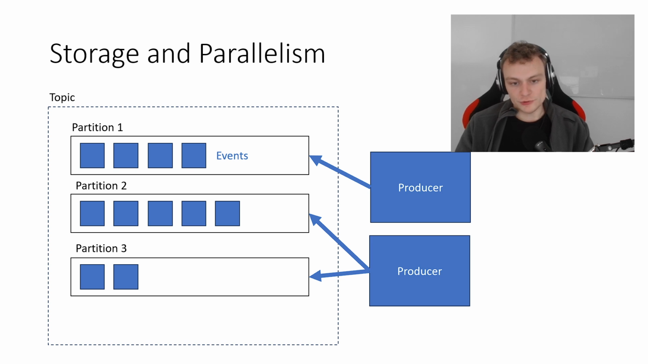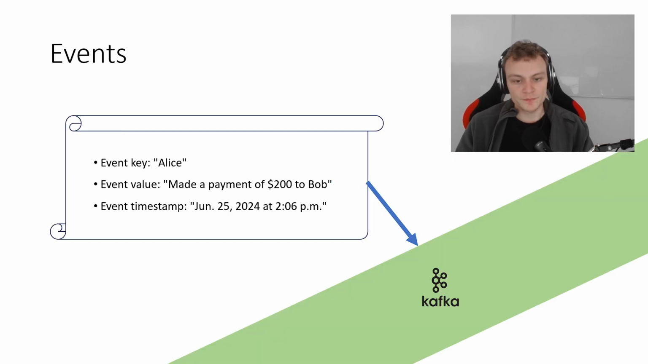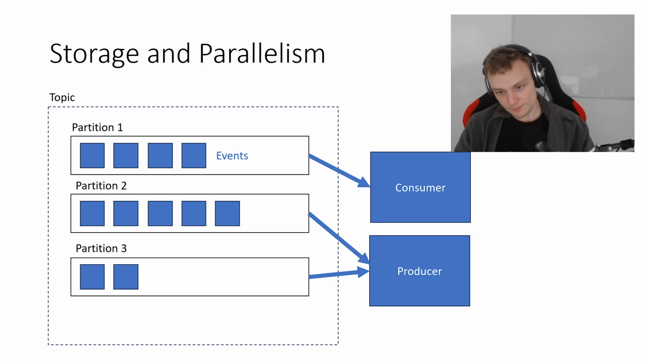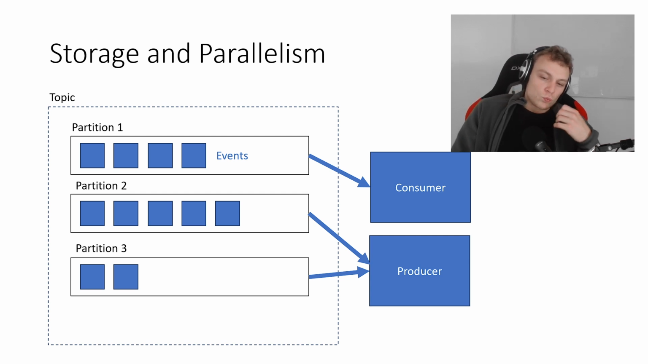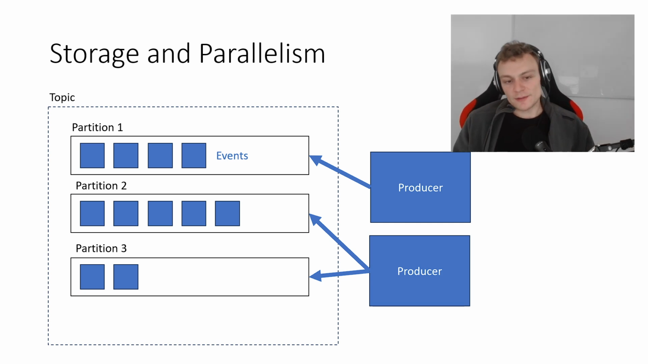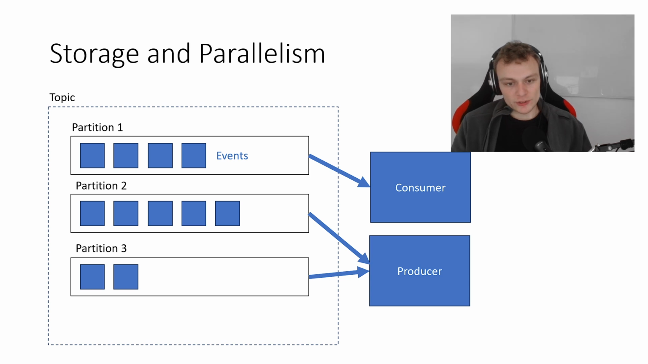And what producers write into the partitions are called events. That's what we looked at here. And that's basically it. Now, at the same time, consumers can read these events from the partitions, and each partition can be accessed in parallel. What is crucial here is that the producers can write into the partitions while the consumers can read from the partitions. Why can they do it?